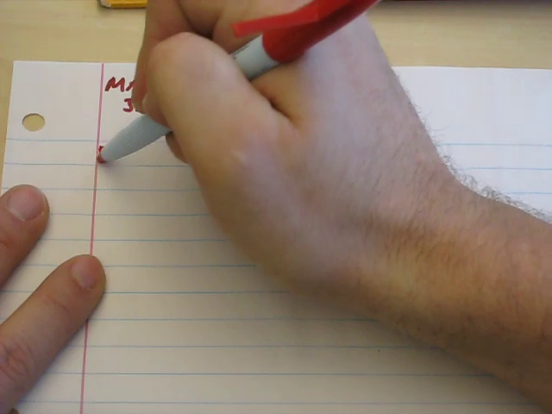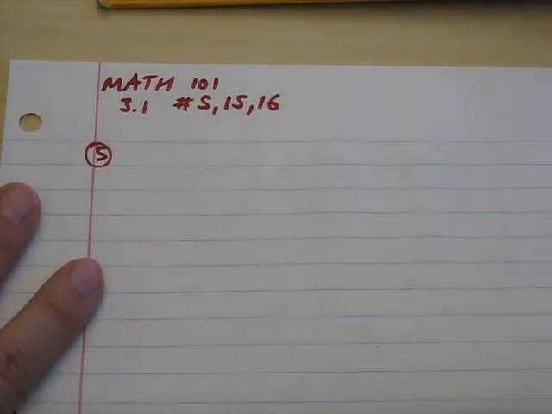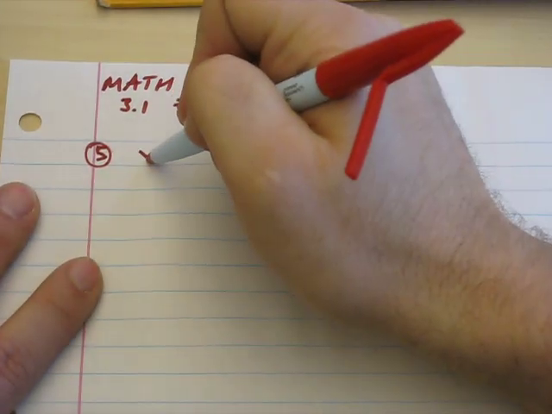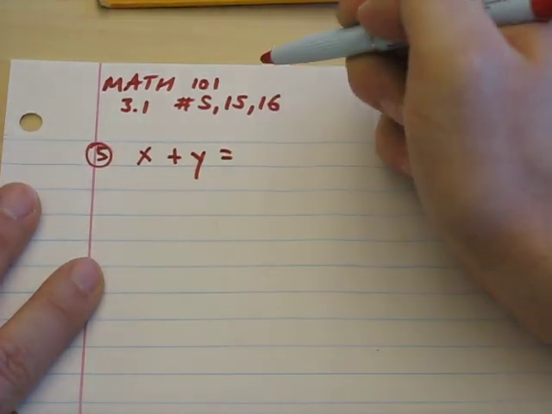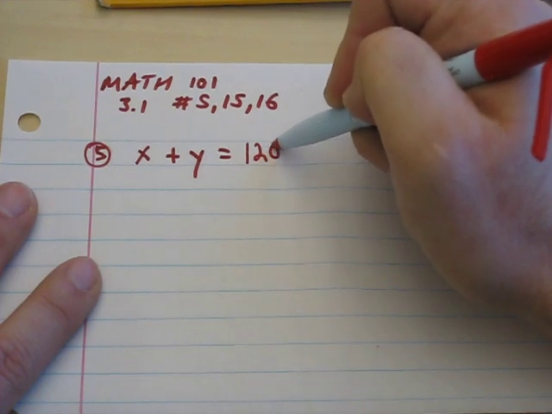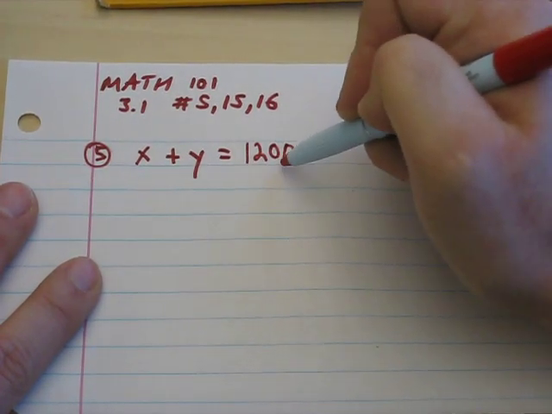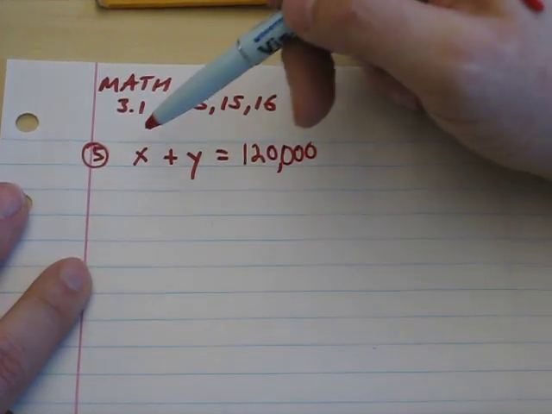In problem number 5, they talk about a bank loan that was given out for $120,000. Part of the bank loan was given at an 8% interest mortgage rate, and the other was at an 18% annual credit card interest rate. So the bank received a total of $10,000. But what I'm going to do first is write down the total equation. It gave out x plus y to get $120,000. Now, part of that was at 18% and part of it was at 8%. Now, this is my total equation.